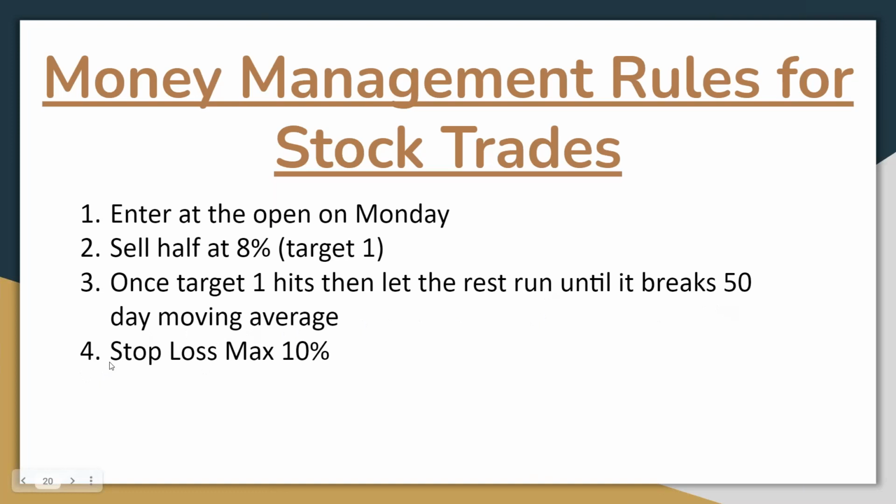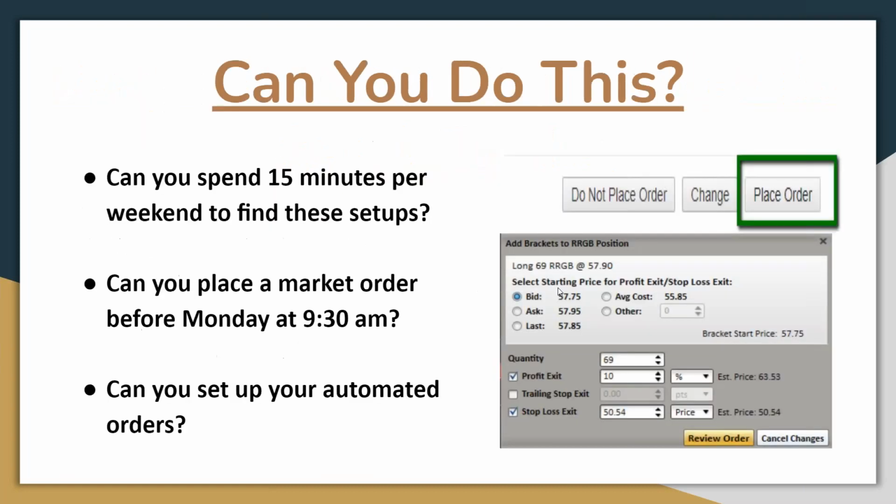I also have, right after I buy, a max 10% stop loss on the trade. I'm not going to risk any more than 10% on the trade. Max 10%. So target 1, 8%, max stop loss 10% on the whole thing. But once I hit target 1, I'm going to let the rest run, because these are trend following rules. We're buying strong stocks, so we want to have a trend following mentality because strong stocks continue to trend and they usually trend longer than expected, okay?